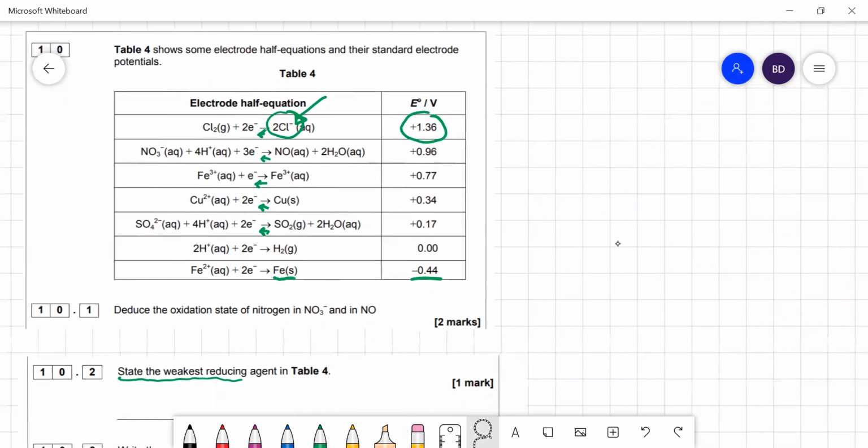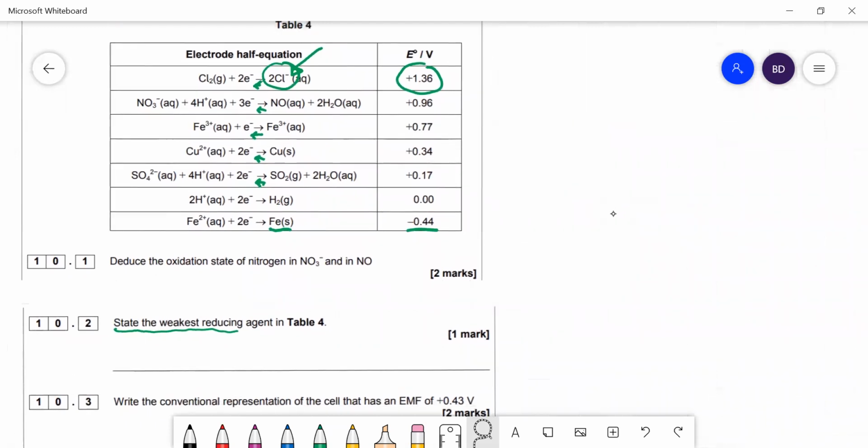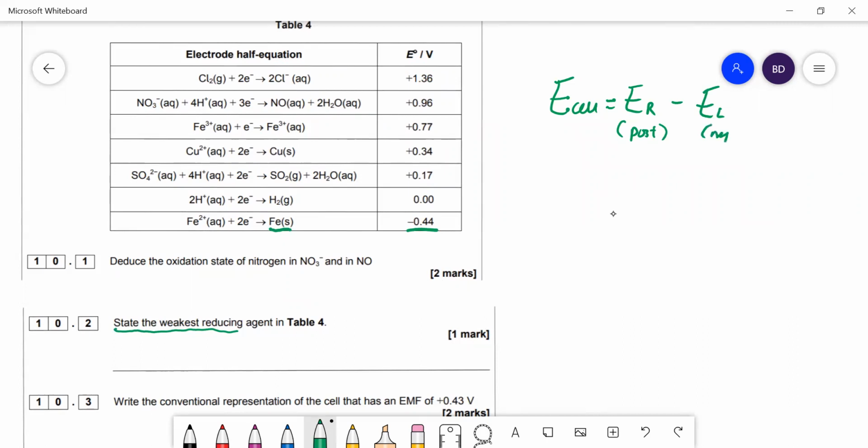Right, next part of this question then. Write the conventional representation of a cell that has an EMF of 0.43 volts. Okay, so we have to remember that E cell is equal to E right, which is the most positive by convention, minus E left, which is the most negative. You can probably see, I saw pretty quickly that these two will give you that. So the iron one is 0.77, take away 0.34 is going to give you the plus 0.43 volts, which they require.